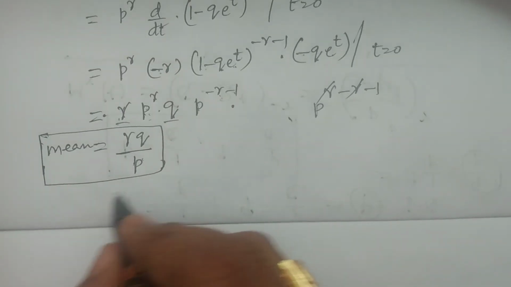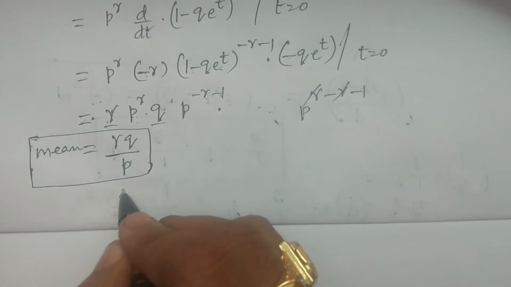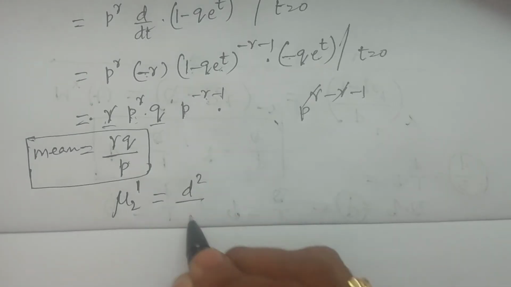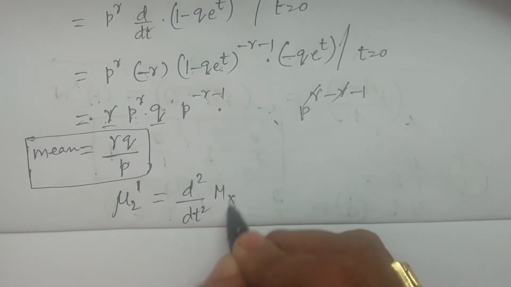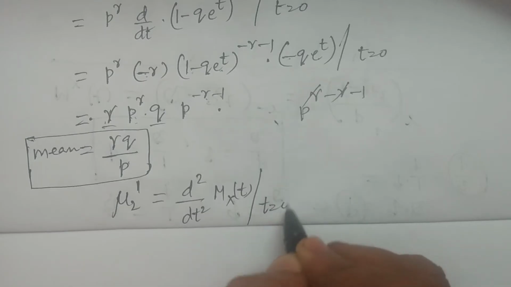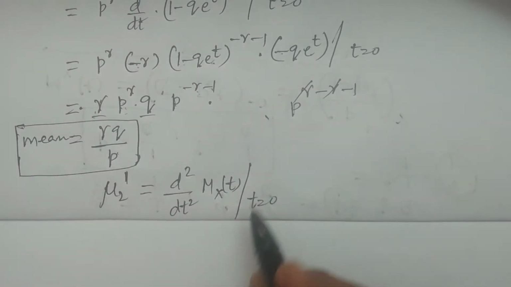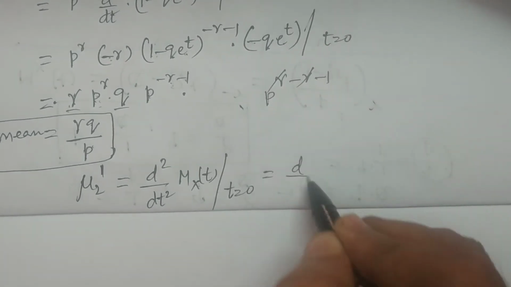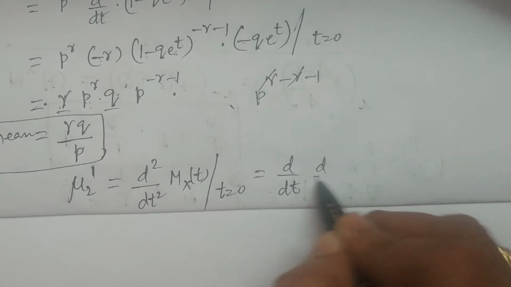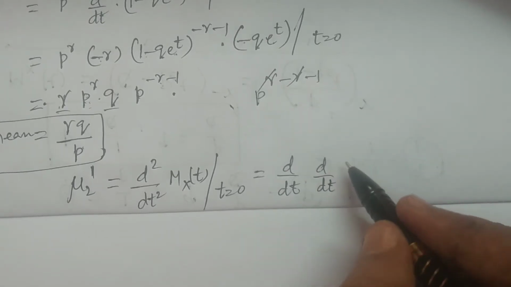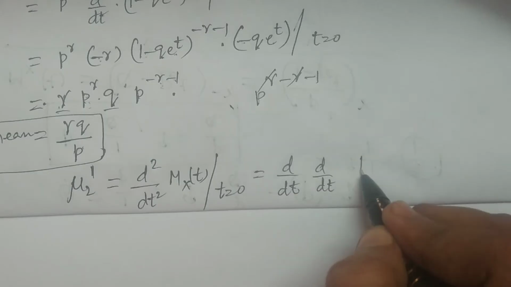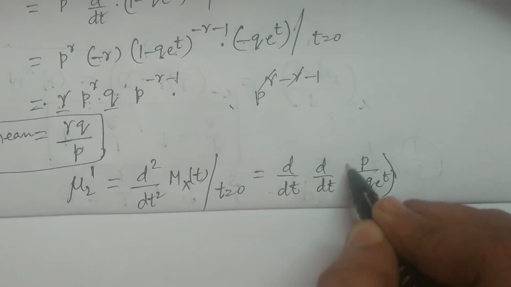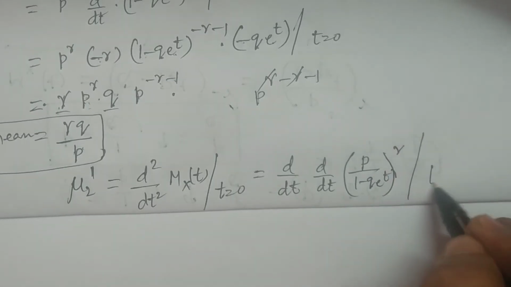Now we have to calculate mu2 dash. Mu2 dash is d square by dt square of M_X(t), substituting t equal to 0. This is the formula. Already we have differentiated one time, so I am writing the formula in this way: it is d by dt of M_X(t), that is (p divided by (1 minus q e power t)) the whole power r, and substituting t equal to 0.